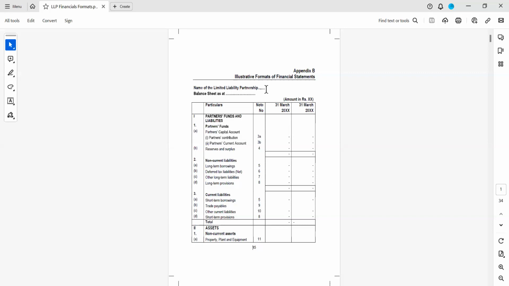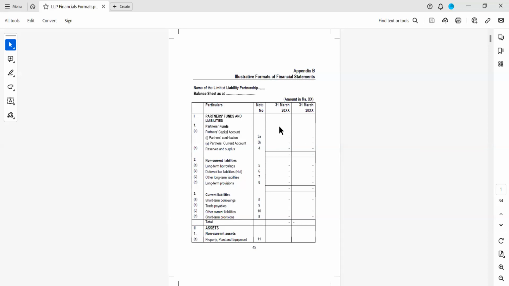So same as name of the LLP, balance sheet. Now here, because it is an LLP, partners' funds and liabilities. Partners' funds, partners' capital account. Again, capital account is divided into contribution, I mean partners' contribution means capital, partners' current account, reserves and surplus. Next, non-current liabilities: long-term borrowings, deferred tax liabilities, other long-term liabilities, long-term provisions.